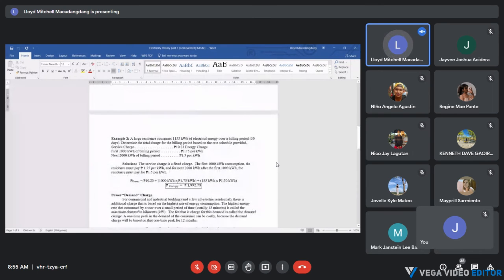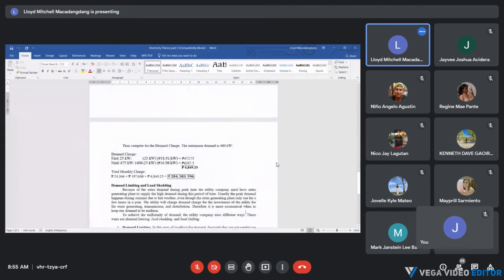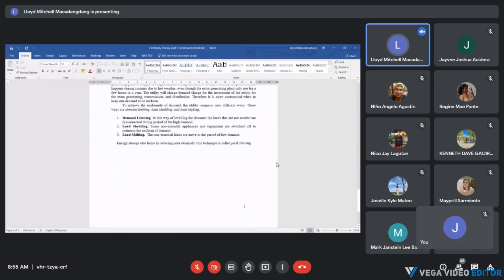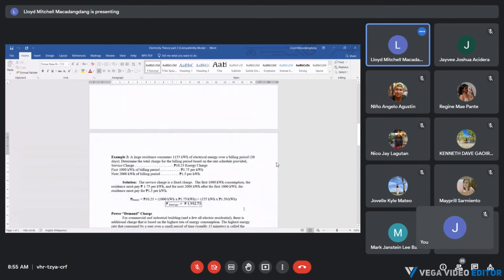Okay, so now example number 2. A large residence consumes 1,155 kilowatt hours of electrical energy over a billing period of 30 days. So given there, 1,155 kilowatt hours in 30 days. Determine the total charge for the billing period based on the rate schedule provided.